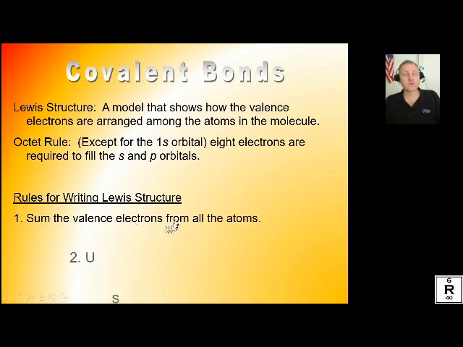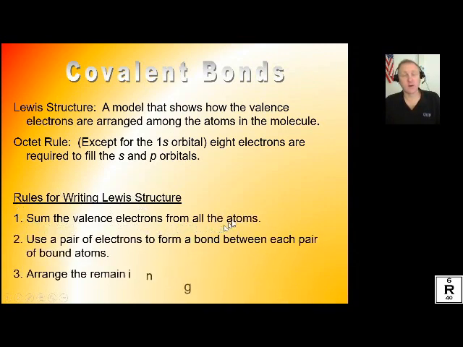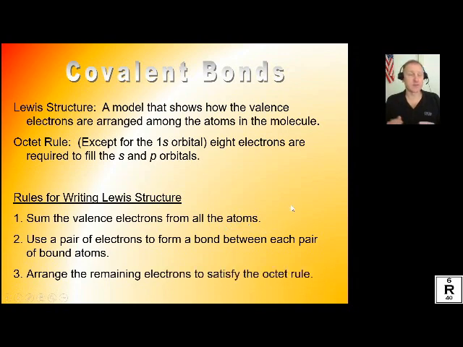All right, rules for writing Lewis dot structures. First, sum up the valence electrons for all the atoms in the molecule. So the first step is you take a look at the molecule, all the different atoms, and you write the sum of all the valence electrons for the atoms. Now, valence electrons are the outermost electrons, so it's not all of the electrons total, it's just the outermost electrons, because it's those outermost electrons that are interacting with each other to make those bonds.